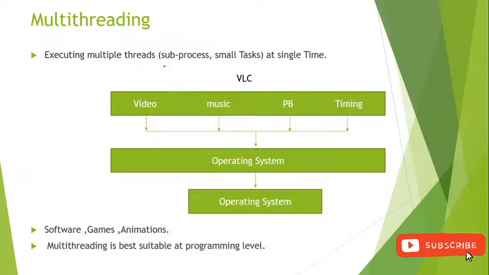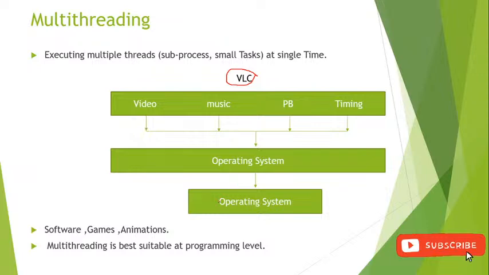Threads mean sub processes or small tasks, present inside the big task. Big task means the process. So where is this small task present? Small task means thread, and a thread is present inside the process. So a thread is a sub part of the process. When we are executing all the threads at the same time, that is known as multi-threading.